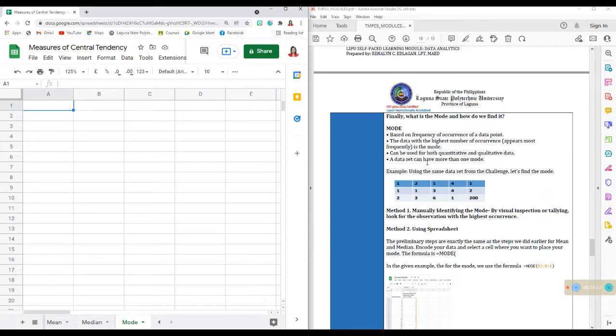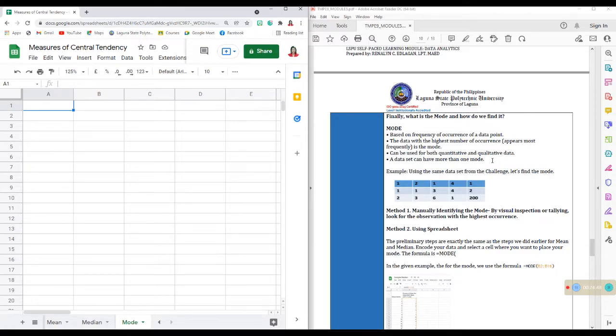Halimbawa, 5 beses lumabas yung dalawang observation. So, dalawa sila na mode. And, ang maganda kay mode, yung hindi kayang gawin ni mean at ni median, kayang gawin ni mode. Alin yon? So, can be used for both quantitative and qualitative data.